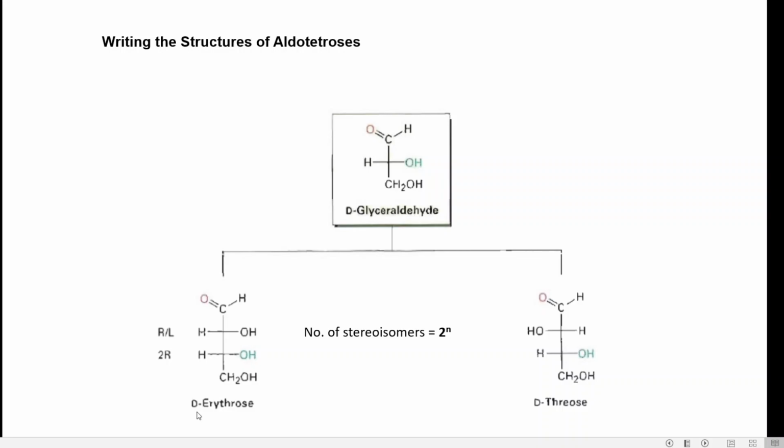If you see, the number of chiral centers in erythrose is 2, meaning the total number of stereoisomers would be 2 raised to the power 2, which is equal to 4. So in this case, there are 2 more isomers for these 2 aldotetroses, and they are the corresponding L sugars, L-erythrose and L-threose. So remember that we are writing this structure on the basis of glyceraldehyde, and we will follow this rule for the structures of the next aldopentoses.